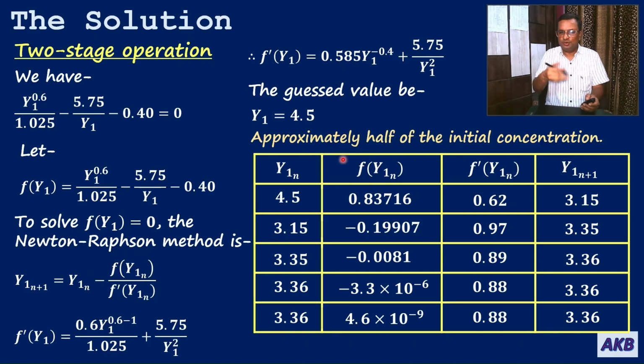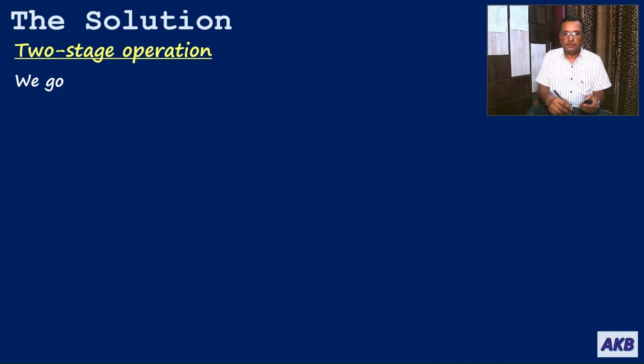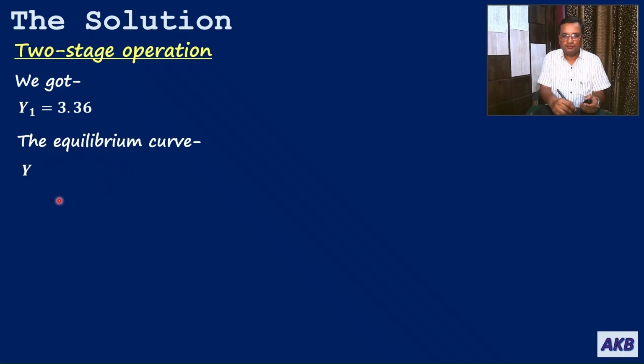Let us move ahead. You can use any other method for solving this equation. That is not a problem. So we got y1 as 3.36. The equilibrium curve is given.